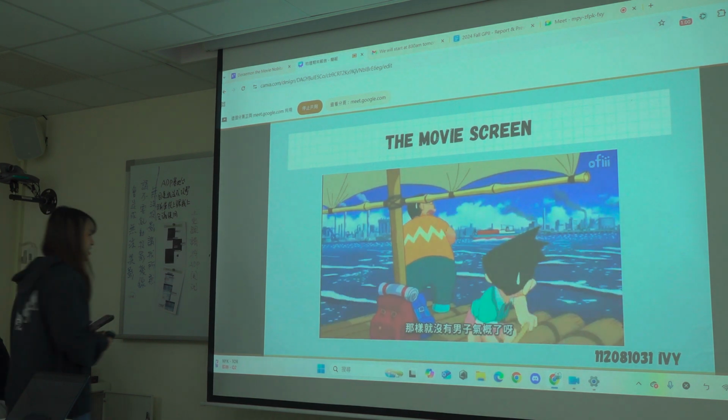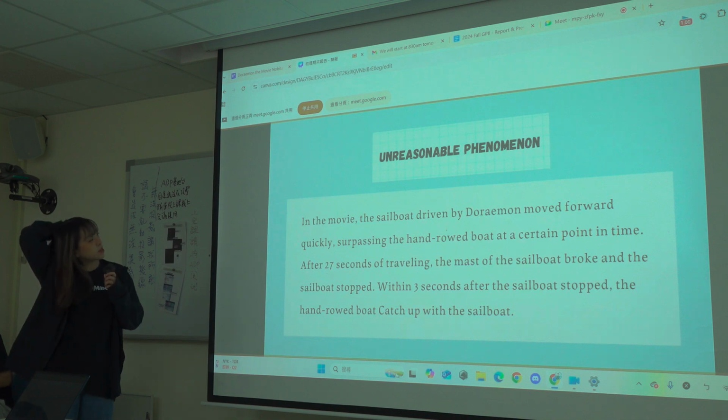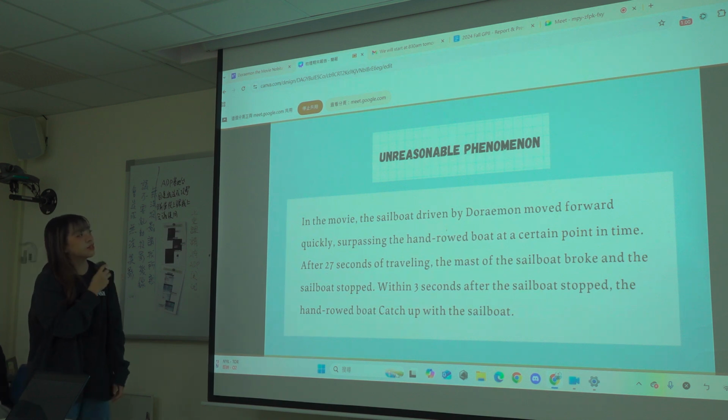I'm Ivy. The unreasonable phenomenon in the movie screen is that the sailboat driven by Doraemon moves forward quickly and surpasses the hand-rowed boat at a certain point in time. After 27 seconds of traveling, the mast of the sailboat broke and the sailboat stopped. Within 3 seconds after the sailboat stopped, the hand-rowed boat caught up with the sailboat. I think it shouldn't be so fast to catch the sailboat. Good point.